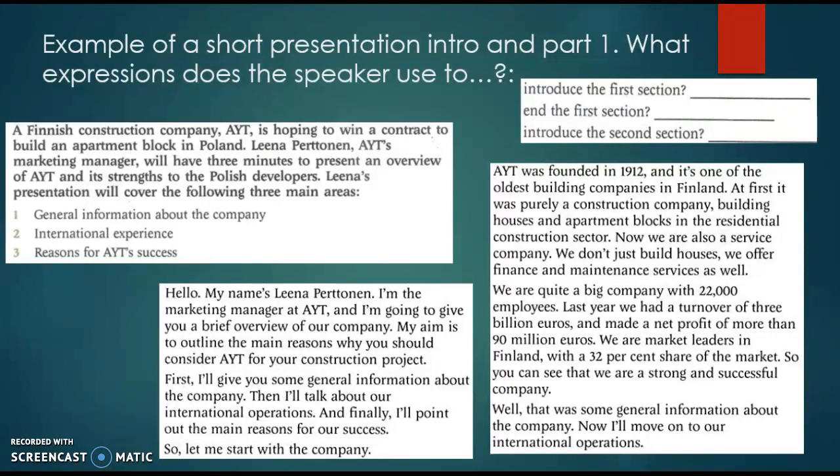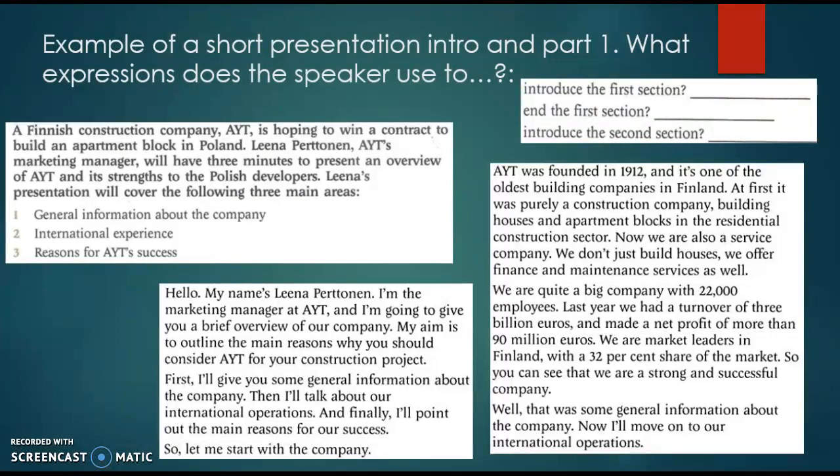So, let me start with the company. AYT was founded in 1912 and it's one of the oldest building companies in Finland. At first it was purely a construction company building houses and apartment blocks in the residential construction sector. Now we are also a service company. We don't just build houses, we offer finance and maintenance services as well.